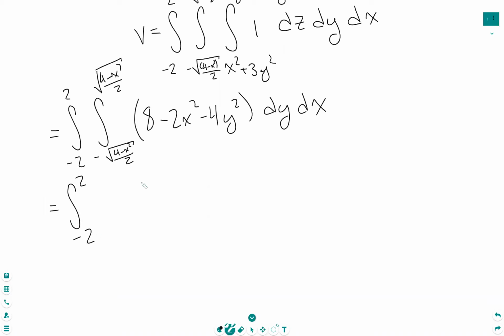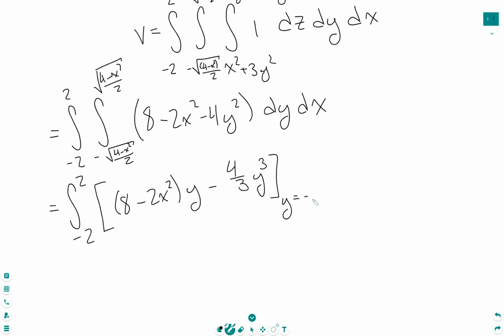So -2 to 2. And then we can integrate with respect to y. So these are both constants with respect to y. So we have 8 minus 2x squared times y minus 4/3 y cubed, evaluated at y is equal to negative square root of 4 minus x squared over 2, and the positive square root of 4 minus x squared over 2, dx.